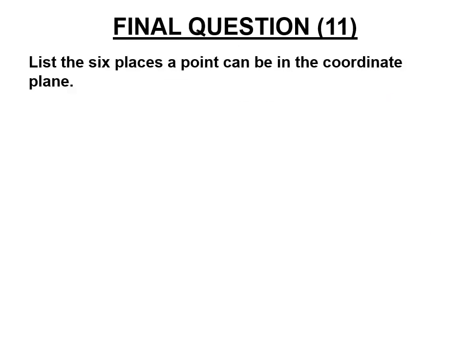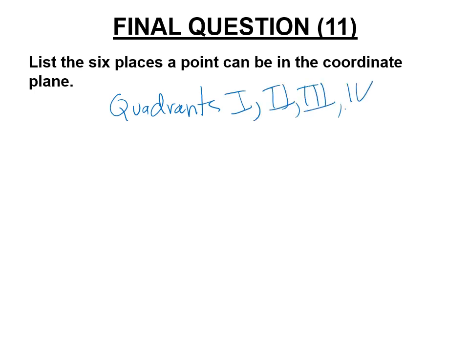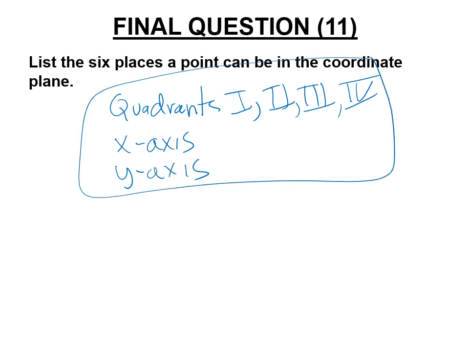List the 6 places a point can be in the coordinate plane. All right, so there's 4 quadrants. So we can go quadrants 1, 2, 3, 4. Where else? There's the x-axis and the y-axis. Those are the 6 locations. The origin is not a 7th place. It is on both the x and y axis.